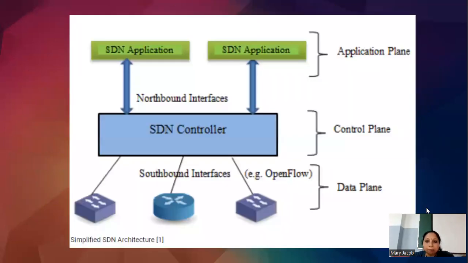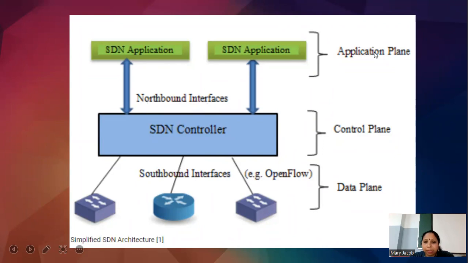There are three planes basically. You have an application plane, control plane, and the data plane. The interface between the application and control plane is called northbound interfaces, and between the data plane and control plane is called southbound interfaces. So let's try to understand each of it.